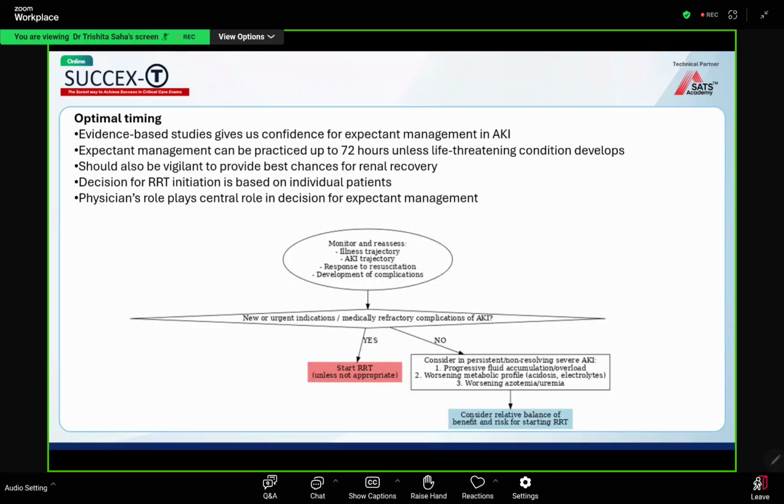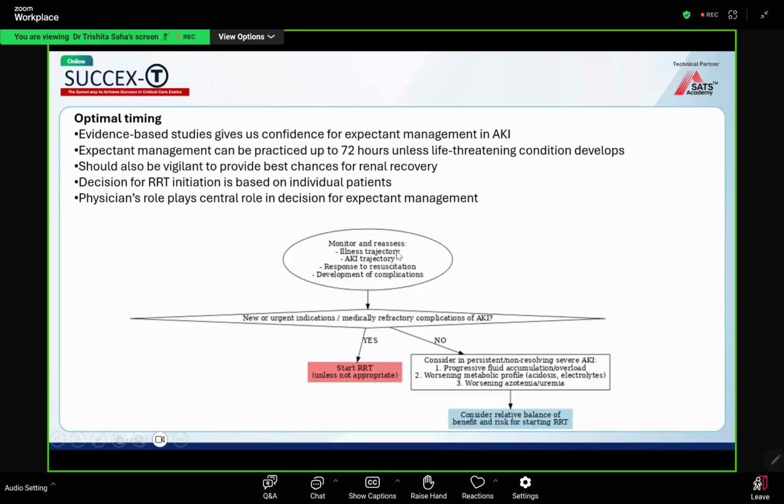So, for the optimal timing, evidence-based studies give us the confidence for expectant management in AKI. Expectant management can be practiced up to 72 hours unless life-threatening conditions develop. We should also be vigilant to provide the best chances for recovery. The decision for RRT initiation is based on the individual patient. The physician plays a central role in the decision for expectant management.